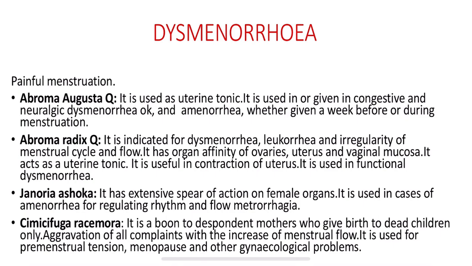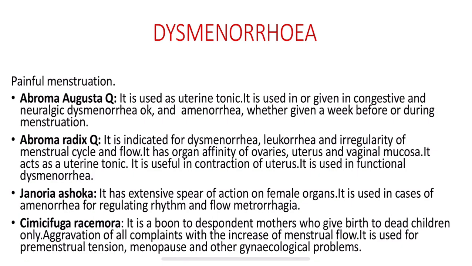It is given in congestive and neuralgic dysmenorrhea and amenorrhea as well, whether it is given a week before or during the menstruation. Usually we give it a week before or while the person is having her menses. Abroma radix Q. So we have Abroma augusta and Abroma radix. It is indicated for dysmenorrhea, leukorrhea as well as the irregularities of the menstrual cycle. And the flow is also irregular.